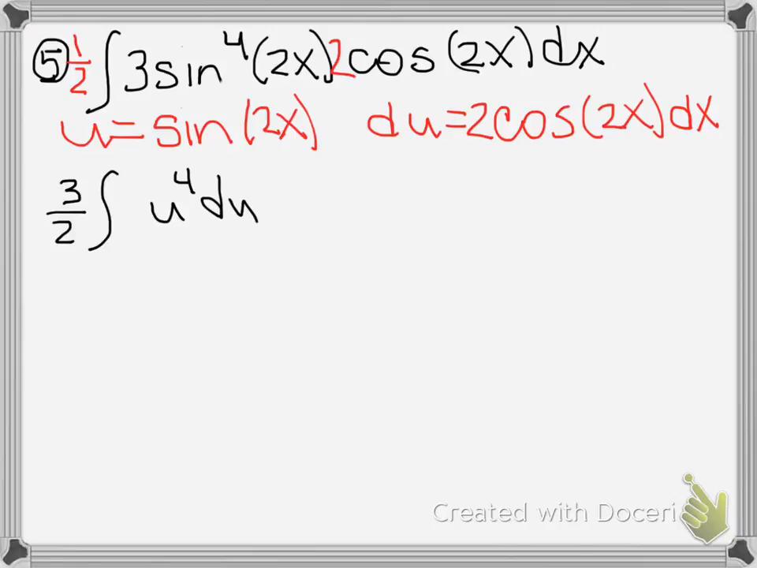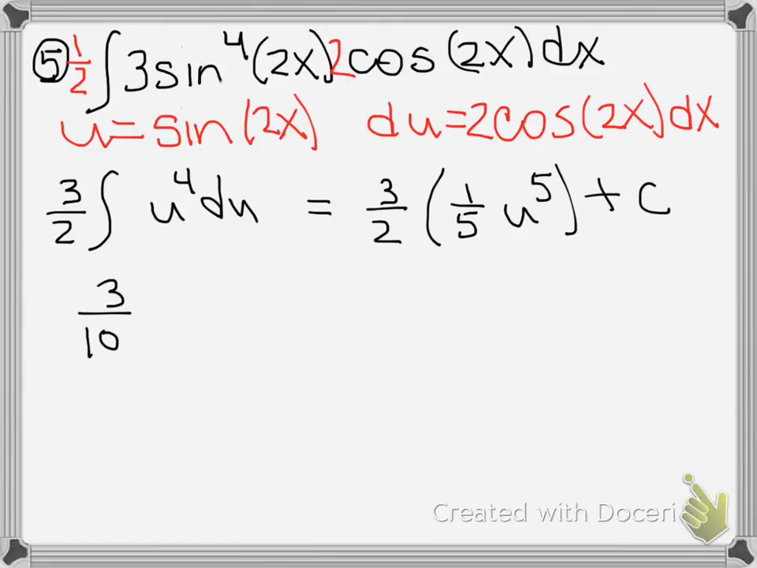Okay? So now, that's 3/2 parentheses 1/5 u to the fifth plus our constant. We can multiply the 3/2 and the 1/5 to go 3/10, excuse me, and then replace u. So that's sine to the fifth of 2x plus our constant. Remember, it's sine to the fifth of 2x, not sine of 2x to the fifth. So you got to be careful with that.